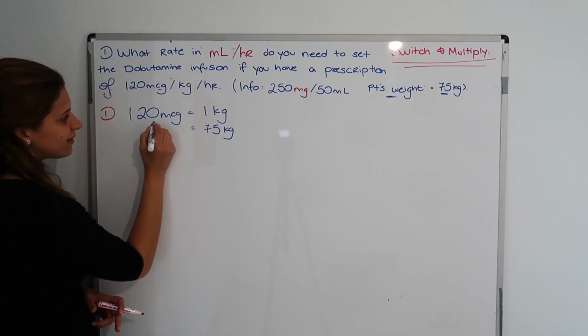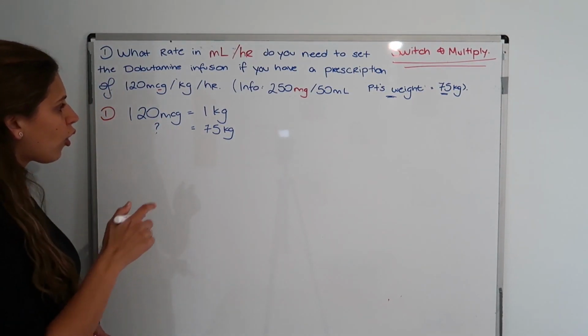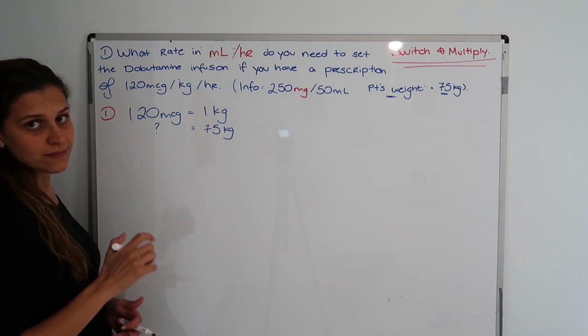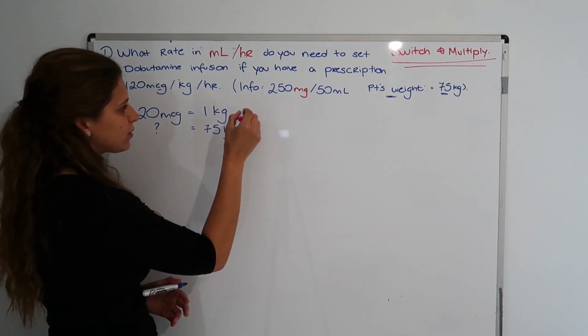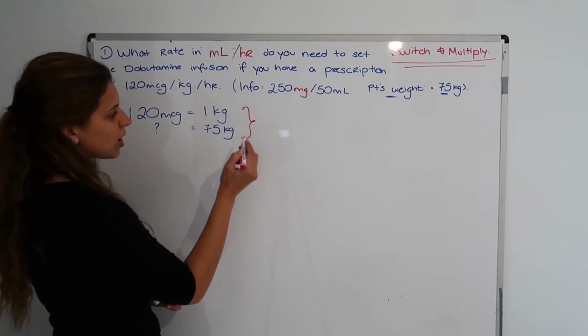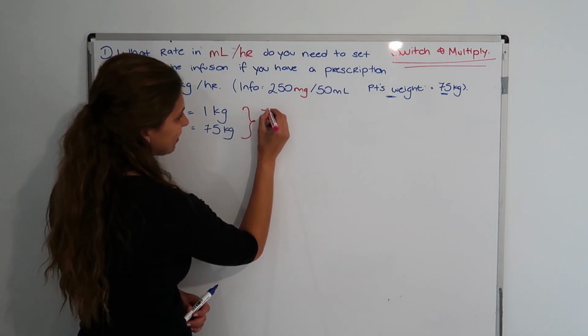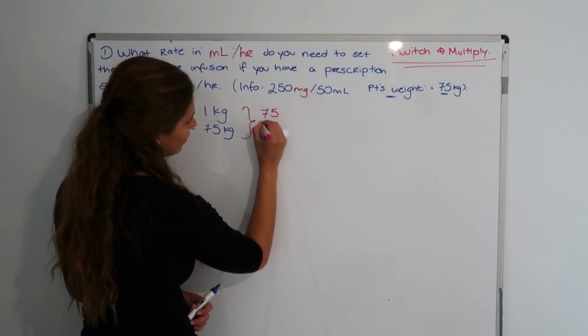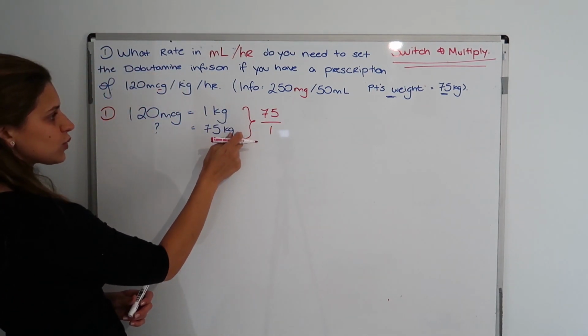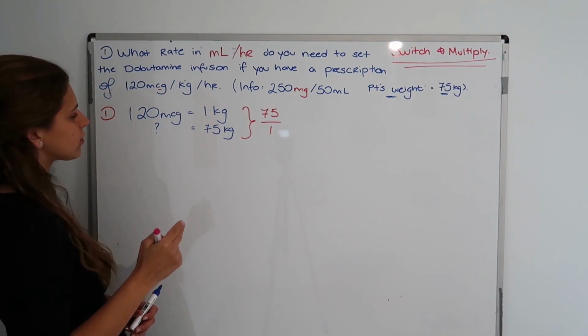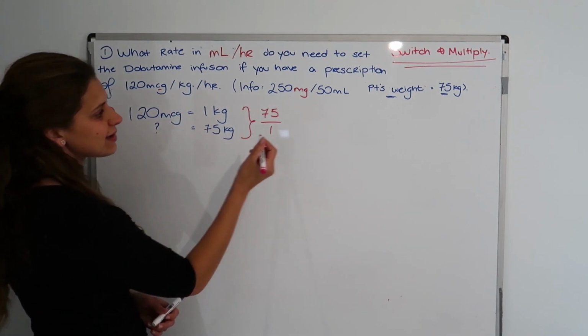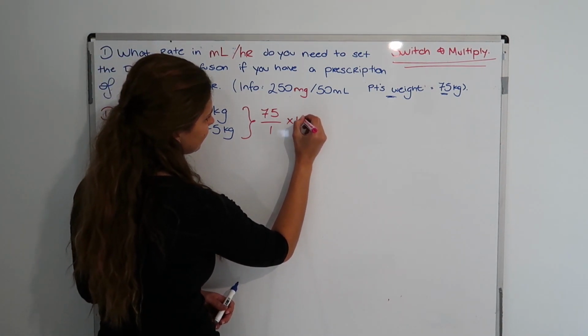So we will write it here, okay? Always have the missing value at the bottom. And now we will switch it up. So switch up the double value and we get 75 over 1. You see, we switch them up because we have the 2 values here multiplied by the single value, which is 120.